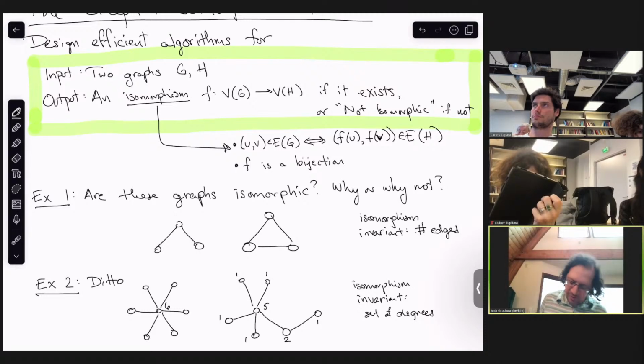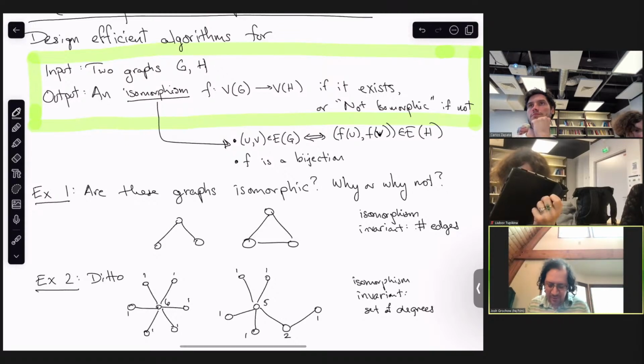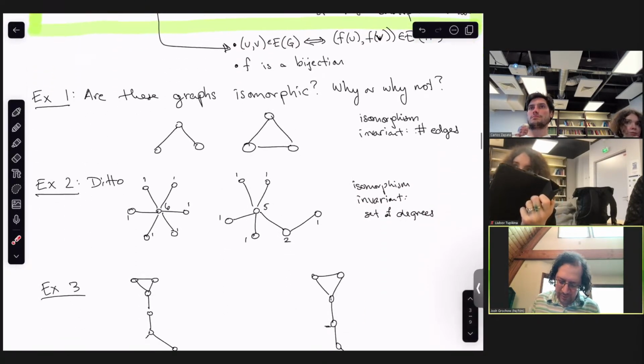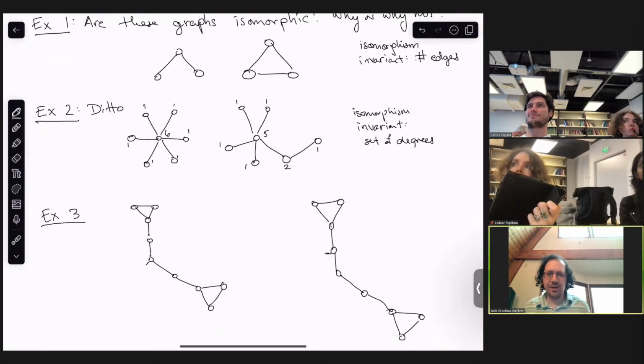We just see that the first graph has a vertex of degree 6 and 6 vertices of degree 1. And in the second graph, it's different. It has only 5 vertices of degree 1, a vertex of degree 5, and a vertex of degree 2, so things don't match up. And when I say isomorphism invariant here, what that means is any 2 graphs that are isomorphic must have this being the same.